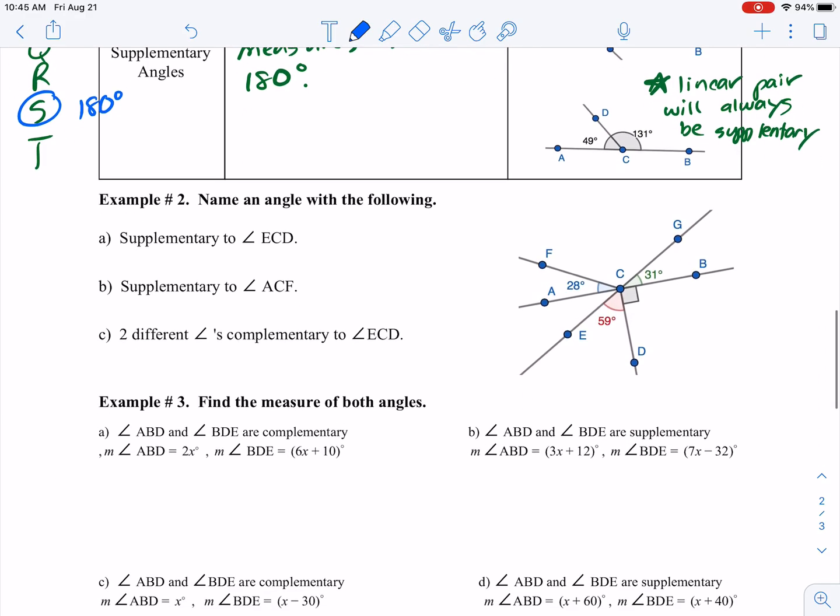All right, let's try these first two examples together in number 2, A and B, and then we'll let you try C. Angle ECD is right here. It's 59 degrees. We want an angle that's supplementary to ECD. So if you know that a linear pair is always going to be supplementary, you can just pick the angle that forms a straight line, and you know that's going to be supplementary. So that would be angle DCG.